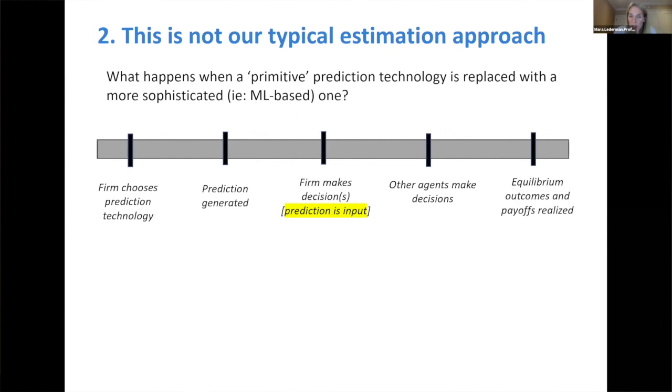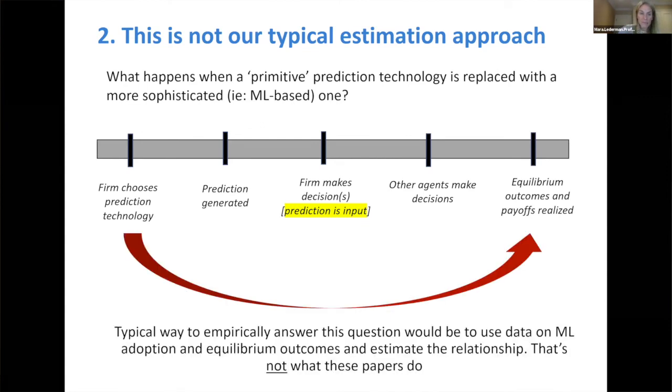Second, this approach I just described to you doesn't really fit our typical empirical approach, right? So if you were to ask what happens when a primitive prediction technology is replaced with a more sophisticated one, we think through these stages. We say, okay, the firm uses a prediction technology, they generate a prediction, that prediction is an input to some decision, right? The firm makes the decision, other agents make decisions in response to that decision, and equilibrium outcomes and payoffs are realized. And usually we think about the link between the technology and equilibrium outcomes.